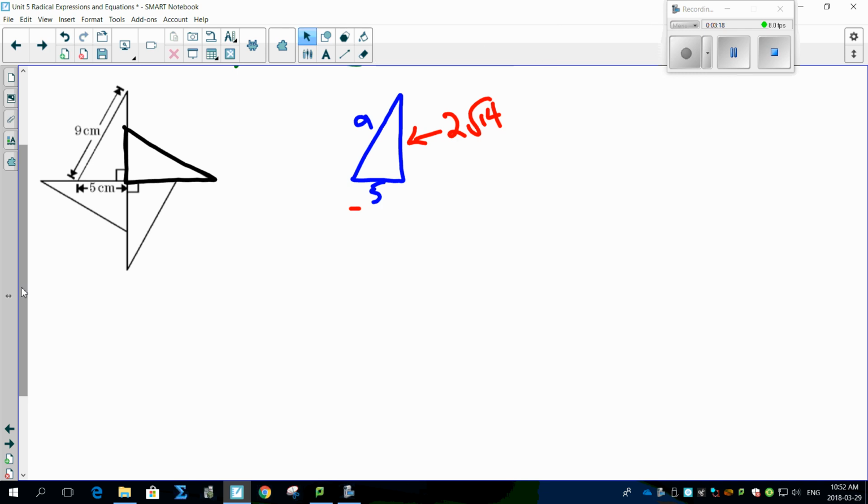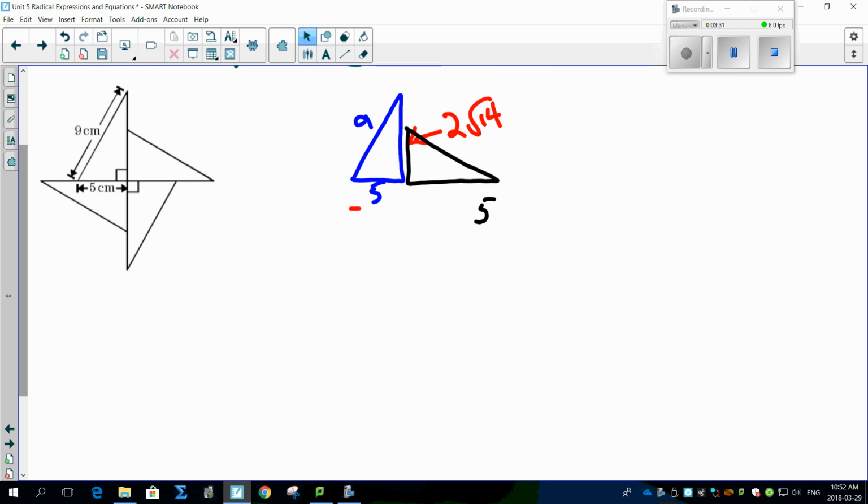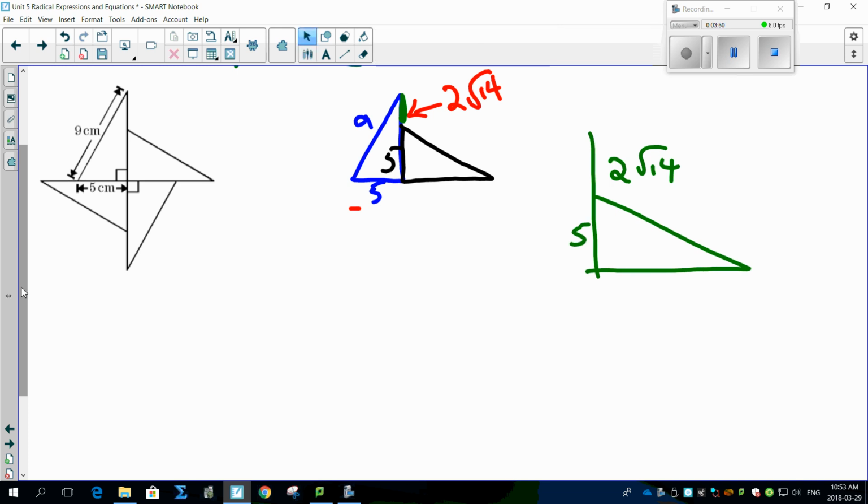So I'm going to pick this guy up and bring it right over here. And think about it. Look how it perfectly matches up. If you take this triangle out, you know and I know that that's 5. So that distance right there is in fact 5. So my question then is, what is that little chunk right here? Well, if the whole thing is 2 root 14, and we know that this little chunk over here is 5, we can say that this section here is just 2 root 14 minus 5.